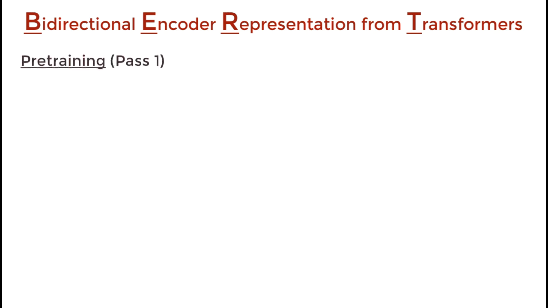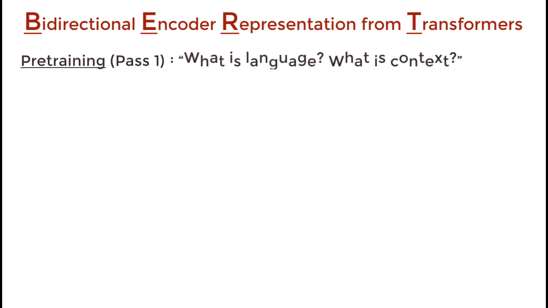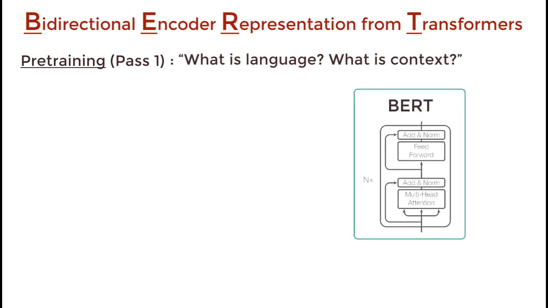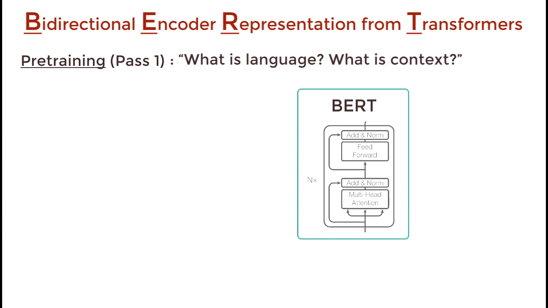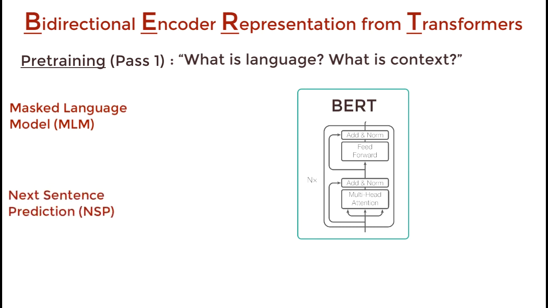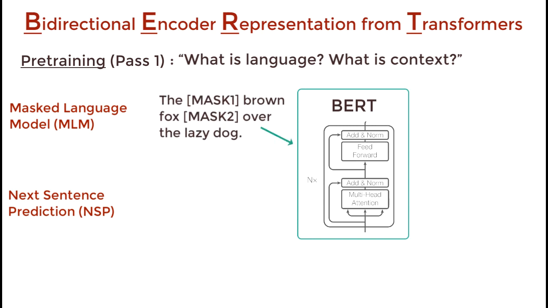So pre-training. The goal of pre-training is to make BERT learn what is language and what is context. BERT learns language by training on two unsupervised tasks simultaneously. They are masked language modeling and next sentence prediction. For masked language modeling, BERT takes in a sentence with random words filled with masks. The goal is to output these mask tokens. And this is kind of like fill in the blanks. It helps BERT understand bidirectional context within a sentence.